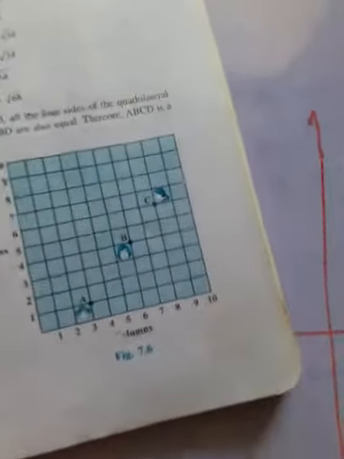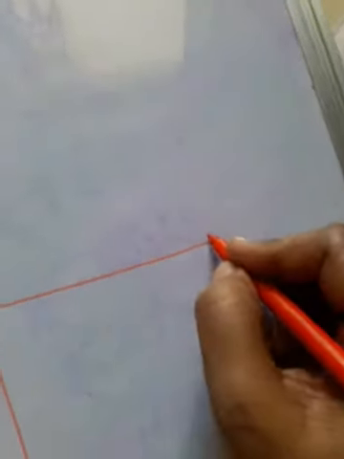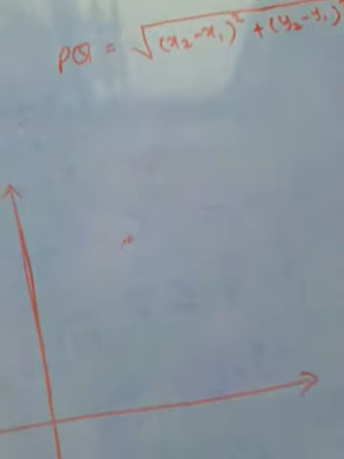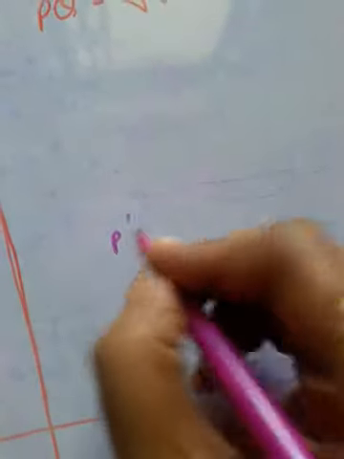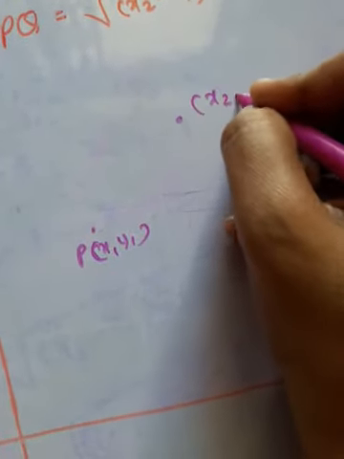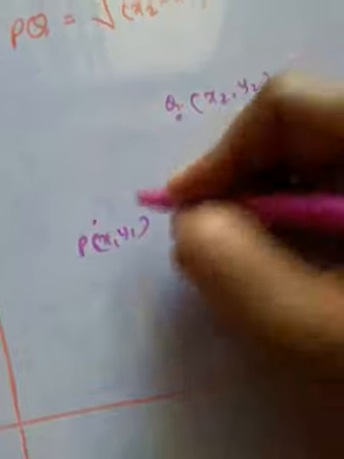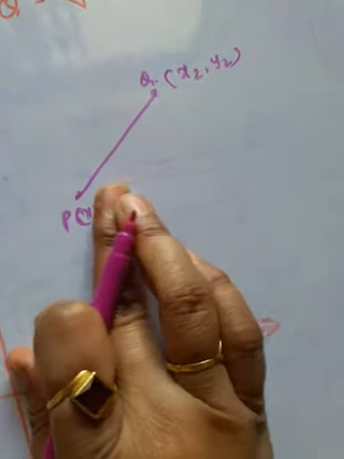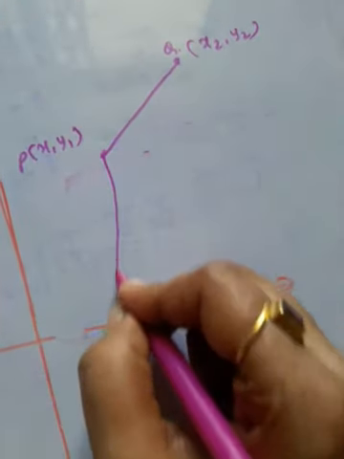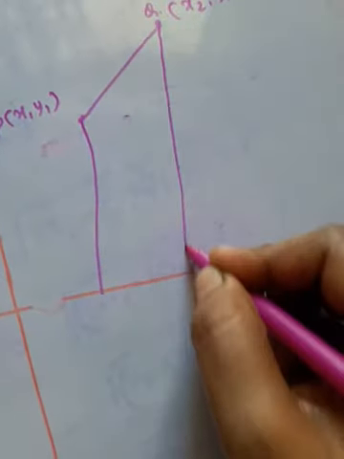See, suppose we take any two points in the first quadrant, 0 to 90 degrees. This is our first quadrant. Suppose point P is here (x1, y1) and point Q is here (x2, y2). Okay, so join these points first, and draw the perpendicular lines from P and from Q.